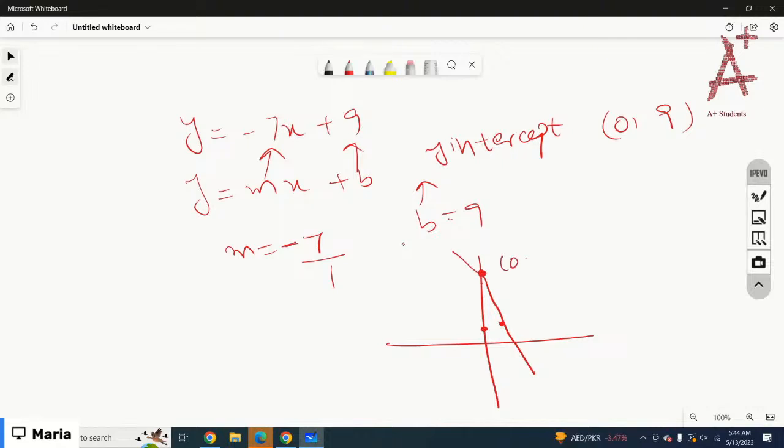So this is the point 0 and 9, and this is the point where x is 1 and y is 9 minus 7, it would be 1 and 2. Just connect these points and make a line. That's how you can plot the graph of the line. Got it?